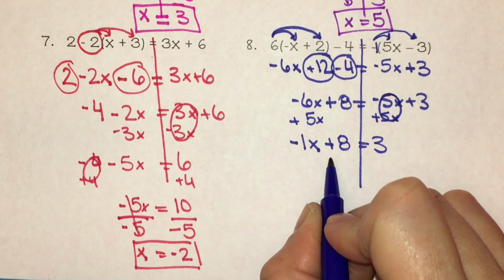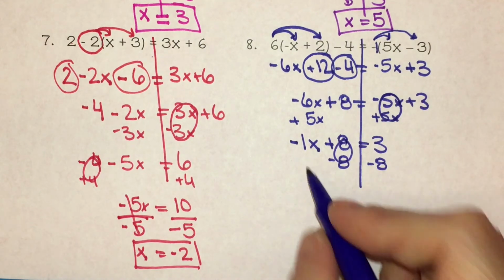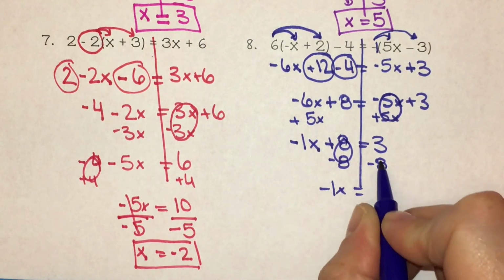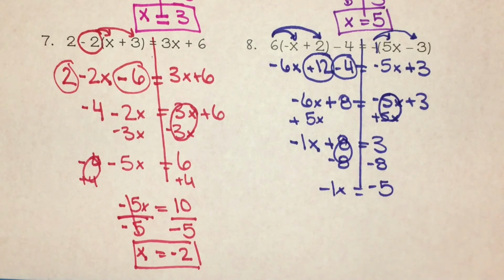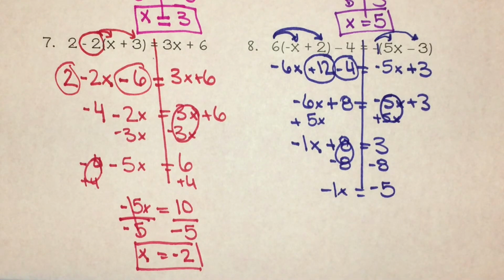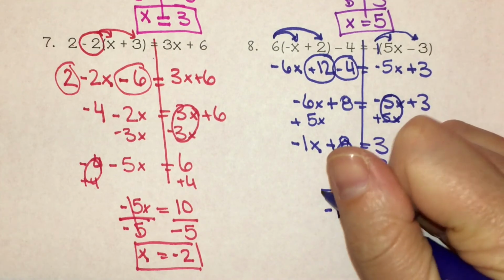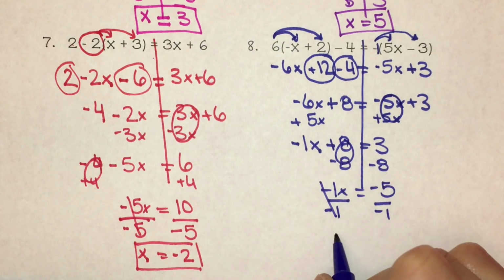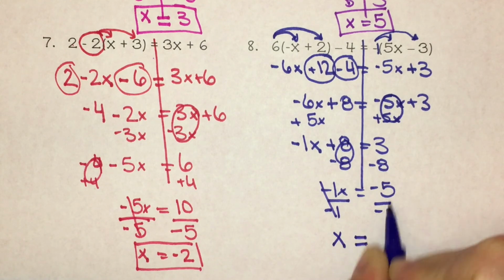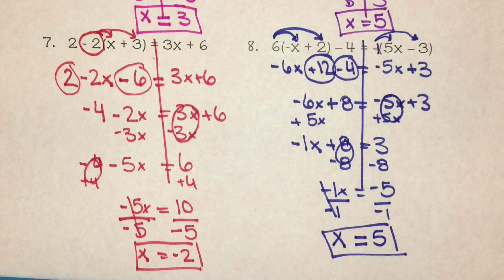You're going to get rid of that plus 8 by subtracting 8 on both sides. 8 minus 8 is 0. So I have negative 1x equals negative 5. 3 minus 8 is negative 5. All right, x can't be negative, so I have to get rid of it. X is being multiplied by negative 1. Opposite is to divide by negative 1. Negative 1 divided by negative 1 is positive 1. So we're left with x equals negative 5 divided by negative 1 is positive 5. All right, so that was solving multi-step equations.